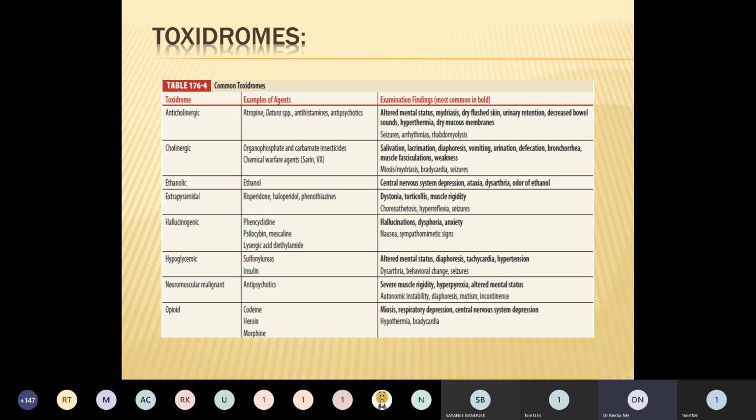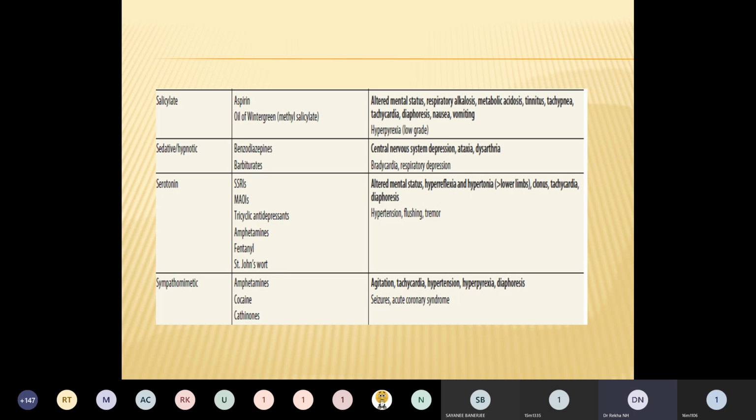Then the patient who has taken antipsychotics can develop NMS, neuroleptic malignant syndrome. The patient will usually have severe muscle rigidity, hyperpyrexia, and altered status. Then opioids are codeine, heroin, and morphine. So this is again a continuation of the same table.